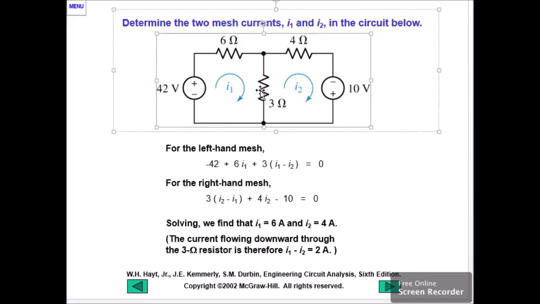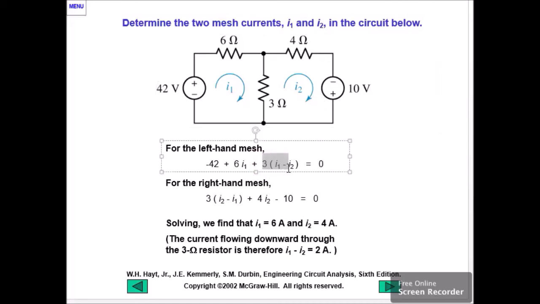Okay? Again, kapag dito ako nag-analyze, that would be I1 minus I2. Minus kasi, if you notice, pababa itong I1, pataas itong I2. So, opposing sila. So, ima-minus natin sila. Okay? So, that is for your 3 ohms.